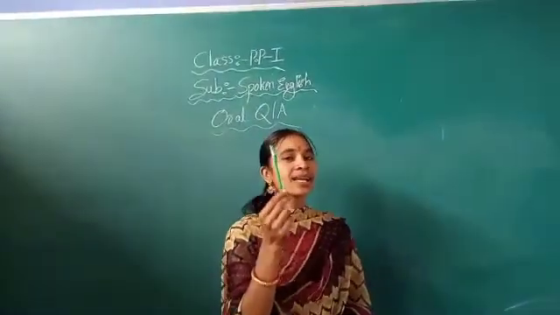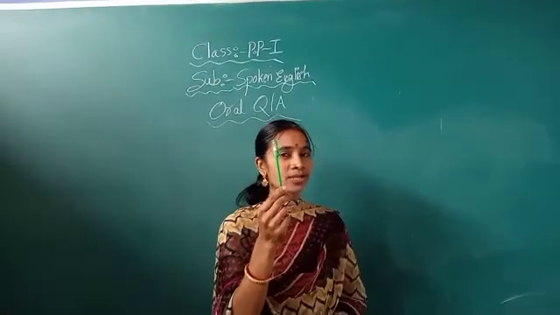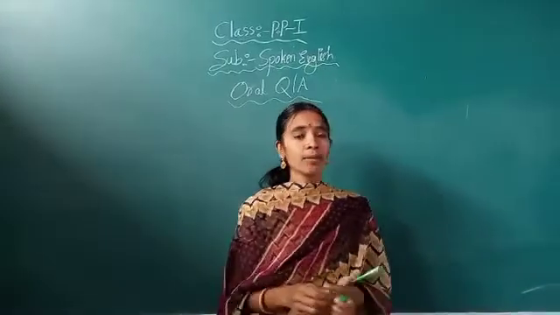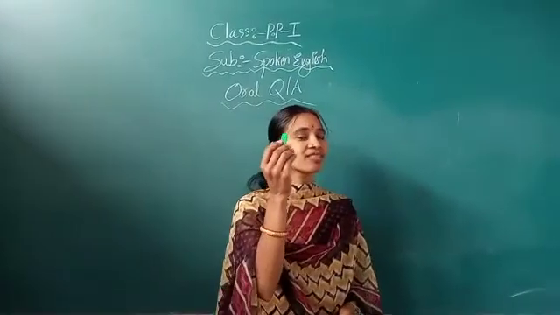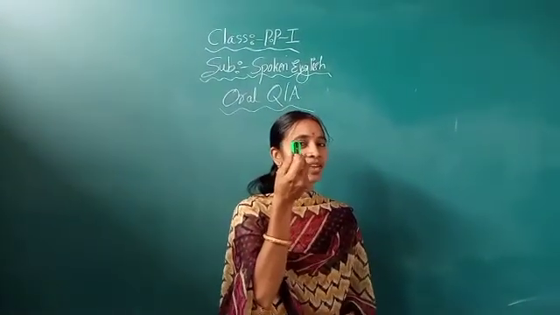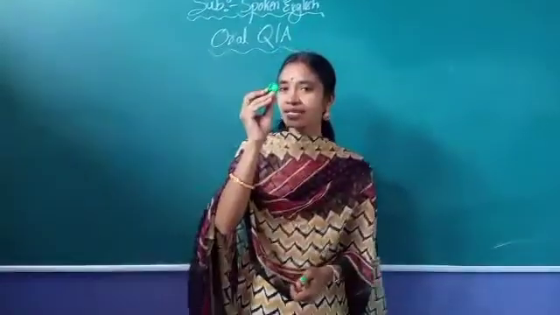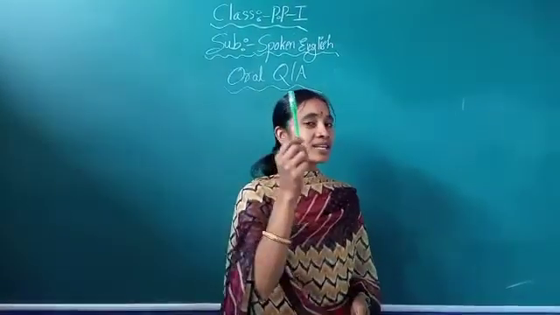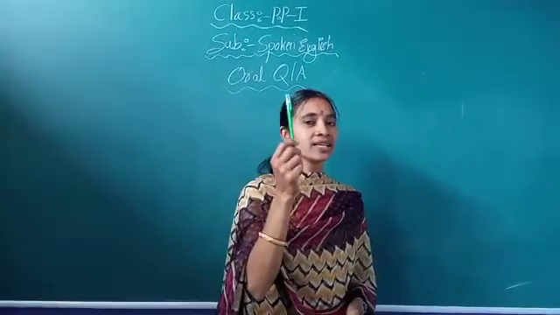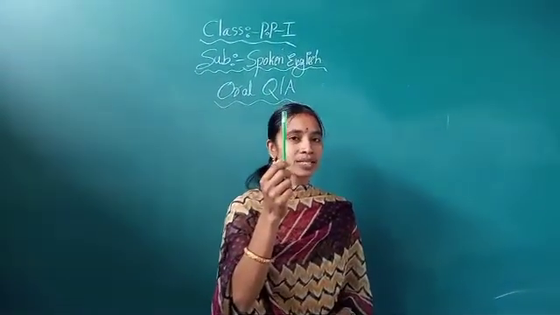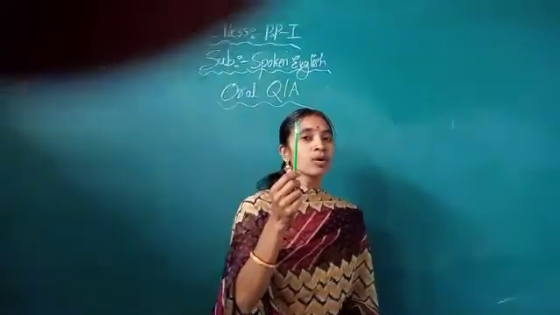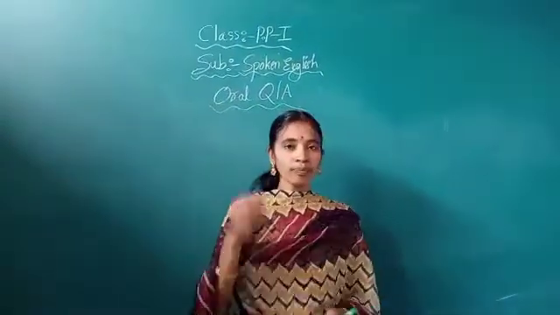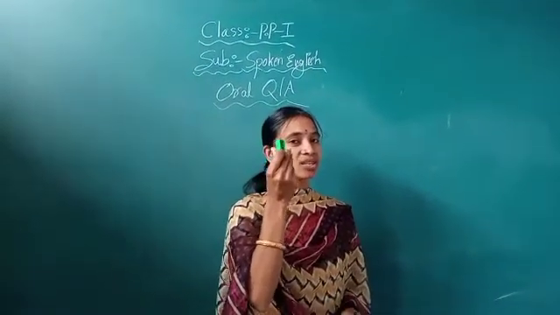What is this? This is a pen. Come on, say. This is a pen. What is this? This is a sharpener. What is this? This is a pen. Come on, say. This is a pen. These questions I am asking. Say the full answer. What is this? This is a pen. Come on. What is this? This is a sharpener.